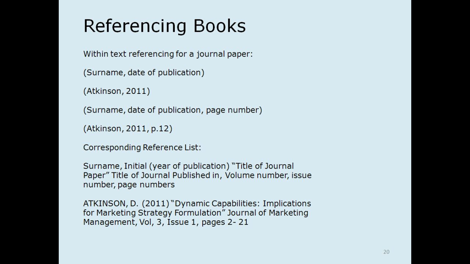When you're referencing a journal paper, it's dead straightforward, the same kind of principles, just slightly different. Again, surname and year of publication within the text. If you're taking a snippet, put the page number where that snippet has come from. The corresponding entry in the reference list at the back of your project is slightly different. You've got to have the surname, the initial, the year of publication in brackets, the title of the journal paper. Then you've got to have the title of the journal the paper was published in. Then you have the volume number, the issue number, and the page numbers where the article sits within the journal. And again, that volume number, the issue number, and the pages can all be found either in the header or in the footer of the journal article.